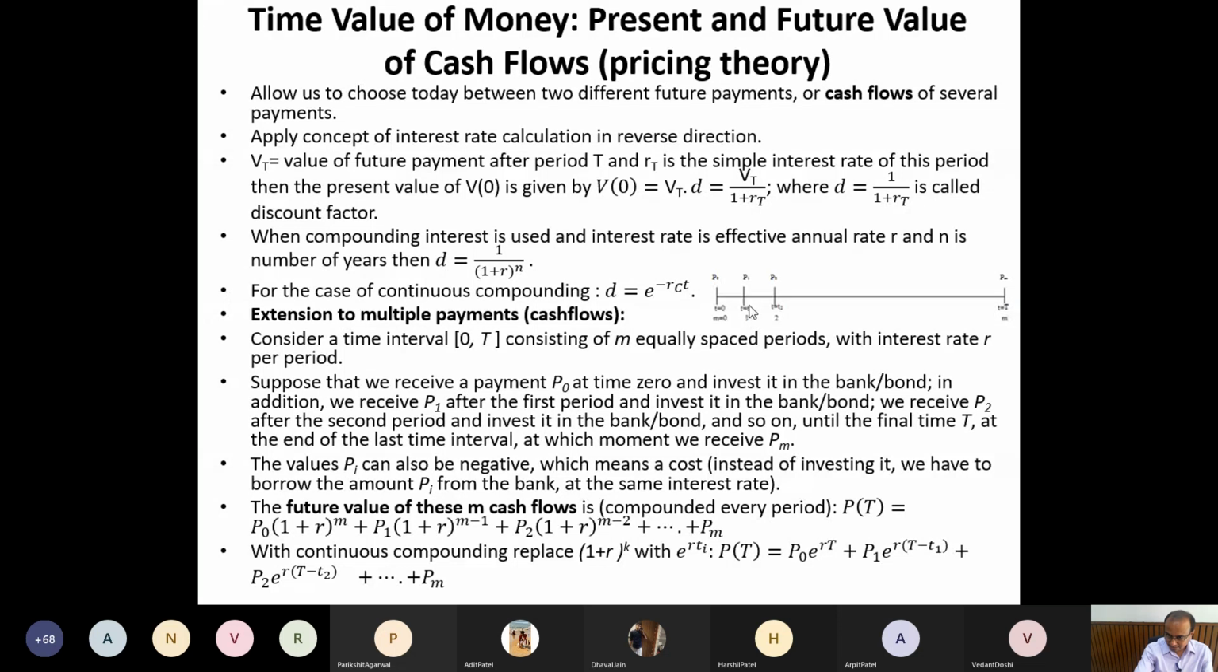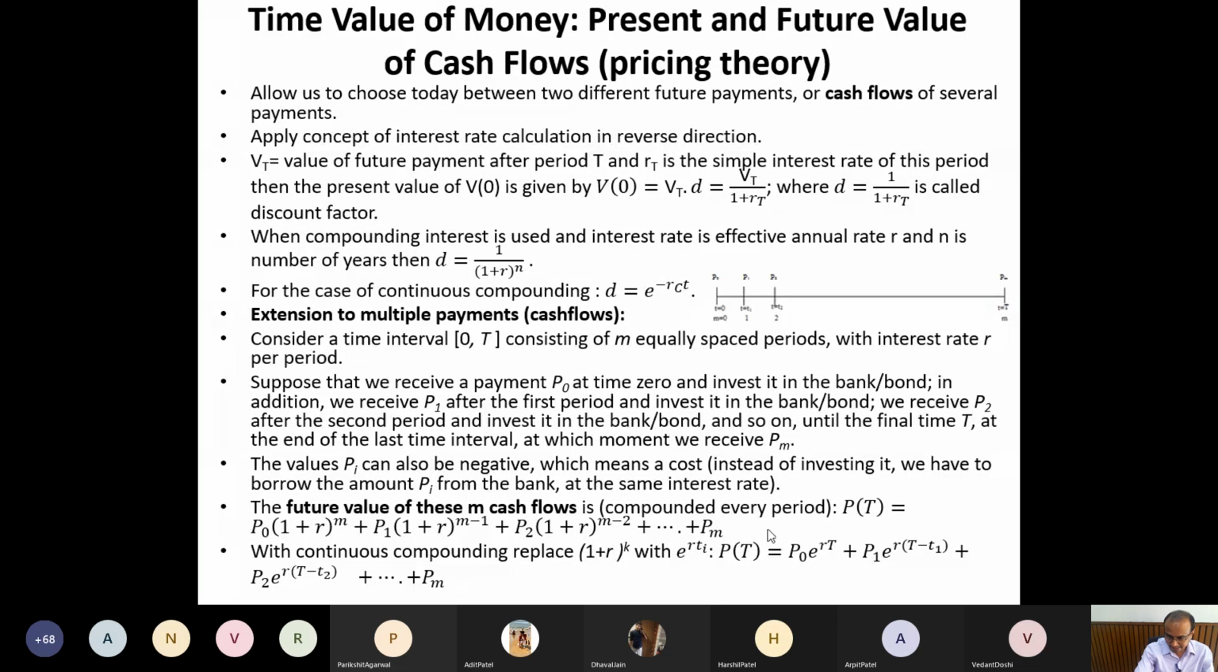What will be P1? Now see, it is the amount which is invested at time t equal to t1. I receive that as an interest or some gain and reinvest it in the same bank or bond at this same interest rate. So that amount will be there with the bond for m minus 1 periods. So it is P1 (1 plus R) raised to m minus 1. Similarly, plus P2 (1 plus R) raised to m minus 2.